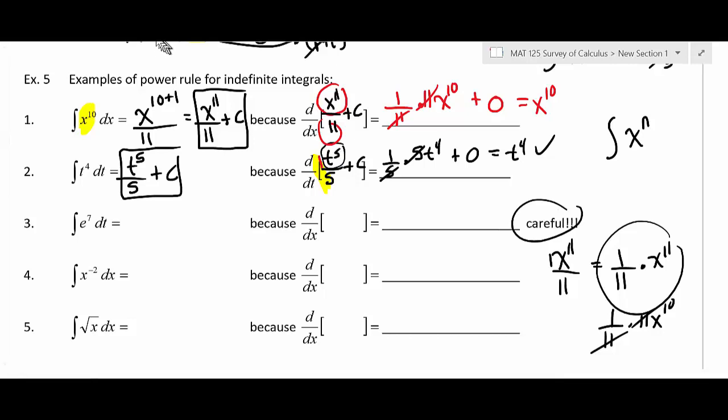That always bothers students when they see that. See, e is not a variable, it's a constant. The answer to this is e to the 7th t plus c.